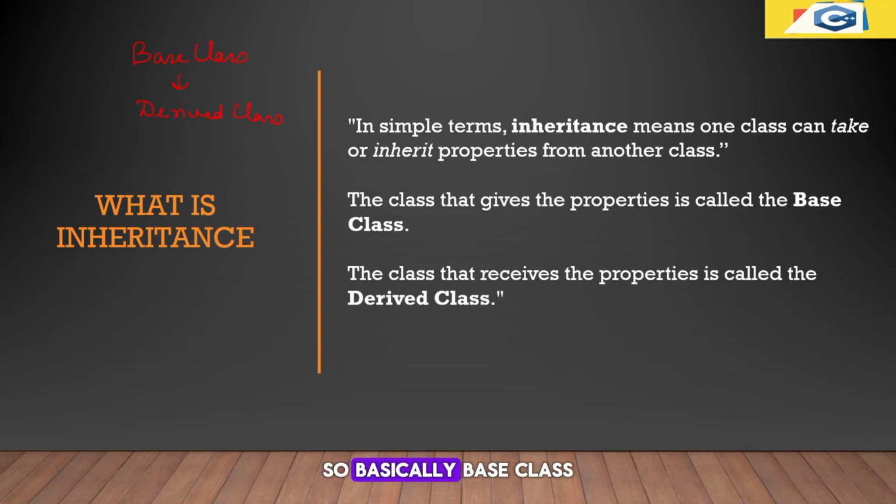So basically, a base class is also called an old class. A derived class is also called a new class. Why are we calling it an old class? Because the base class is already implemented. The implementation, the code, is already written for this base class. Why are we calling the derived class a new class?